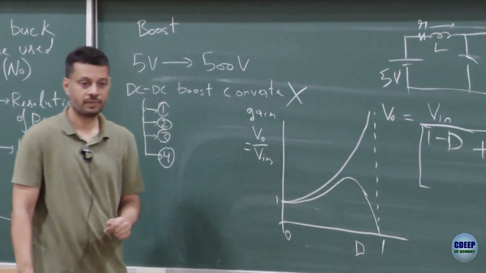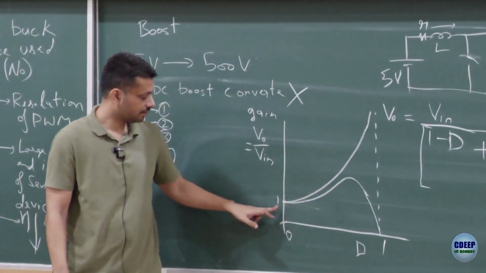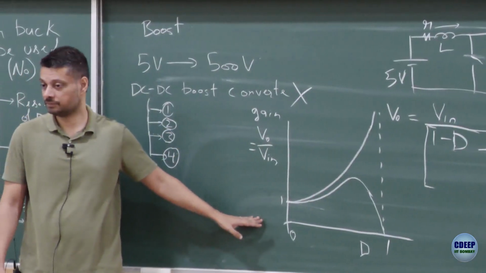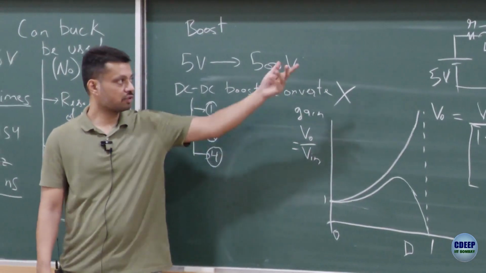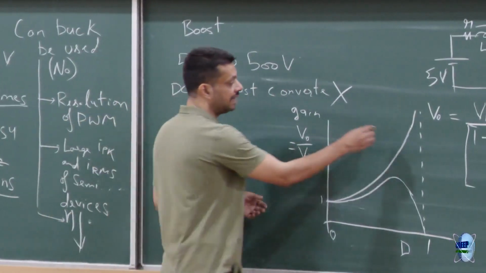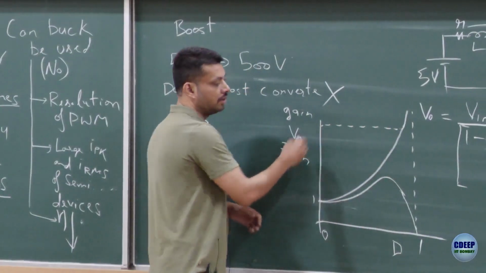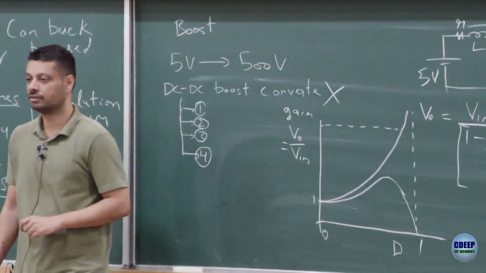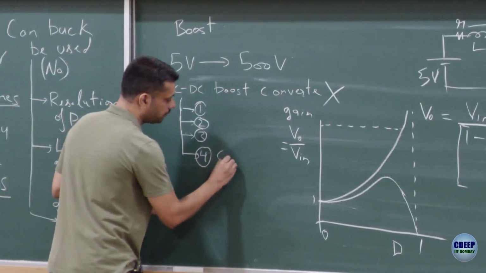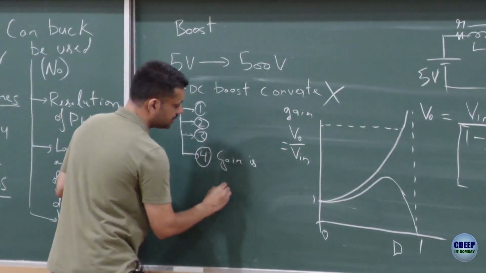Okay. So if D approaches 1, your gain becomes 0. So this is what happens in real life. Because of this small resistance which is always present, you cannot achieve a very large gain. So in boost, the gain is limited.